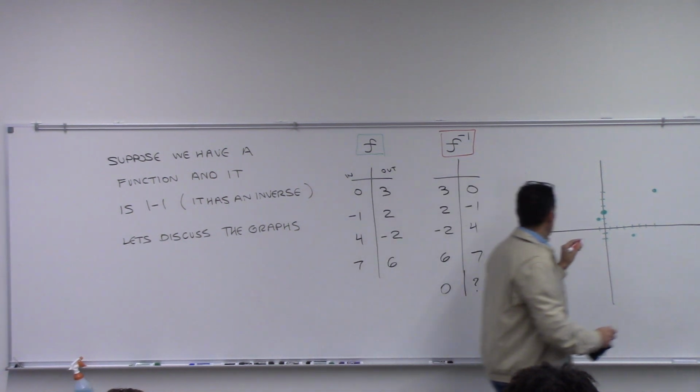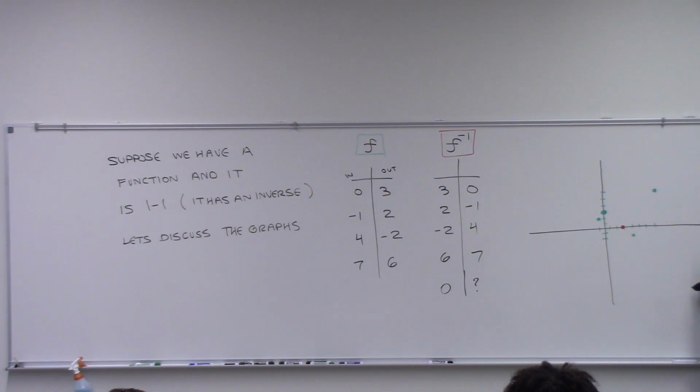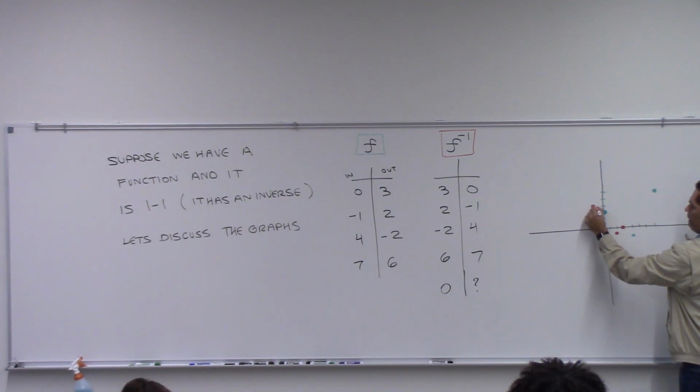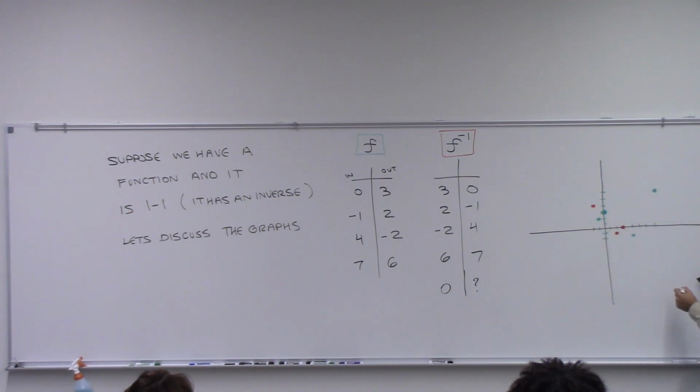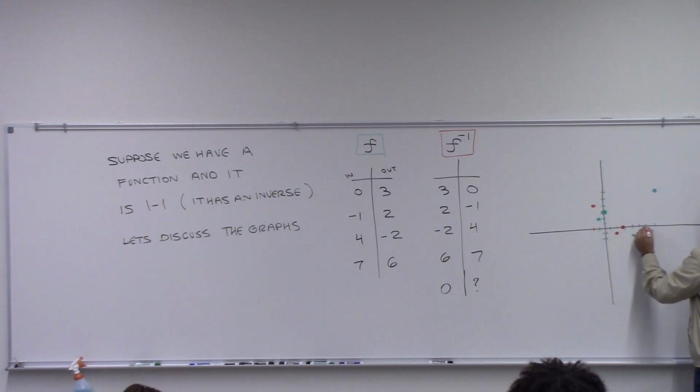So 3, 0 would be 1, 2, 3, that's here. Then we have 2, negative 1: to the right 2, down 1. And then negative 2, 1, 2, and up 4: 1, 2, 3, 4. And then finally we have 6, 7. 1, 2, 3, 4, 5, 6, and then up, that was 6, so 7 right there. Okay, there we go.